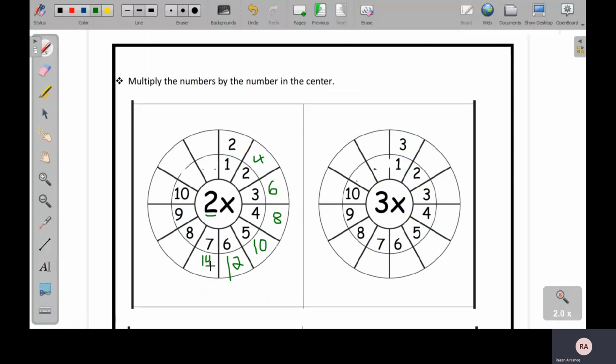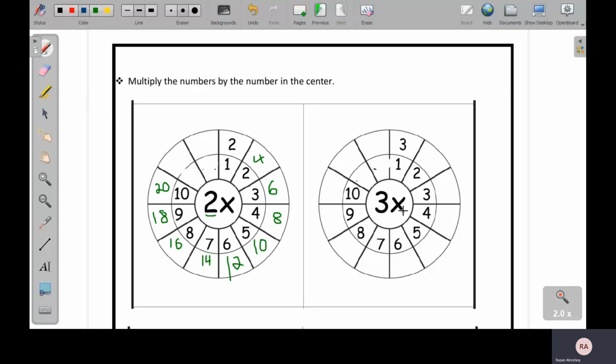The pattern is still correct. 2 times 8 gives me 16. So right now, I'm almost done. 2 times 9 is 18. And 2 times 10 is 20. Let me just fix that. All right, 2 times 10 is 20. All right, so after we finish with the last one, we're done with our spinner. And we know that the pattern is complete for the 2 times table because all the answers are skip counting by 2. All right. Now, let's move on to the 3 times table.